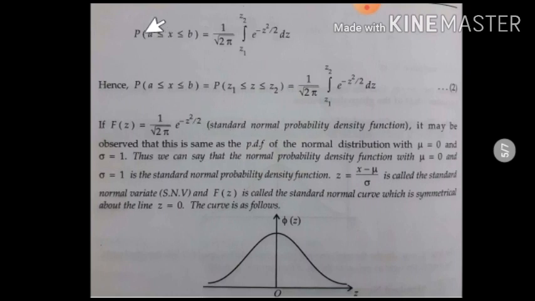So probability of x varies between a and b can also be written as probability of z varies between z1 and z2. So x is changed to z and limits a and b are changed to z1 and z2. And observe that the integrand function f of z, 1 by root 2 pi e to the power of minus z square by 2, is nothing but a standard normal probability function. It may be observed that this is nothing but the probability density function of normal distribution by substituting mu equal to 0 and sigma equal to 1.